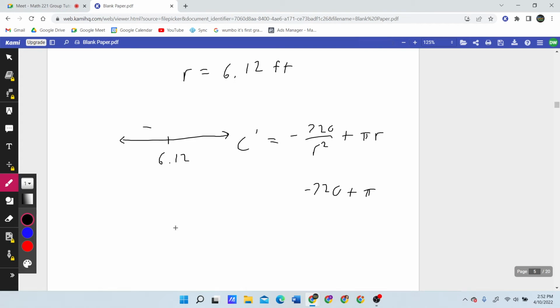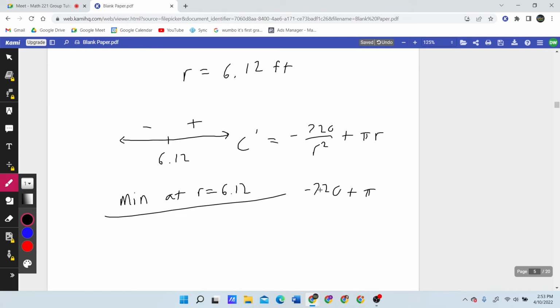Negative 720 divided by 10 squared, which is 100, plus pi times 10. Yep, a positive number, positive 24. But all I care about is the positive. So after I plug in the 2 points, I get the sign change. It's negative to positive. It means I do have my minimum, my min at r equals 6.12. This is great. Now I still need to find the value for h.